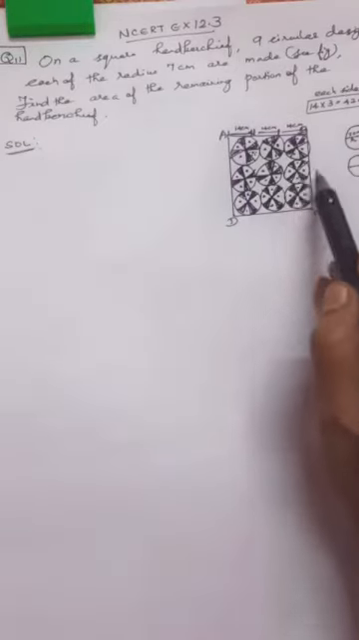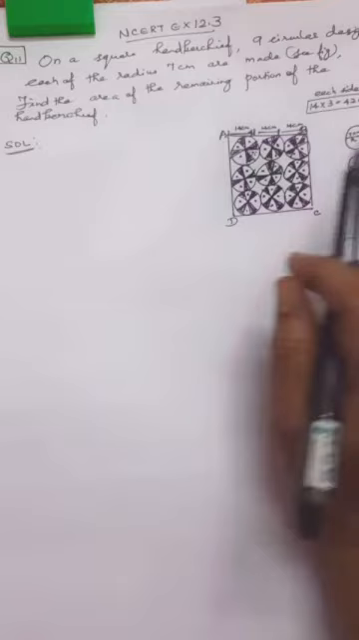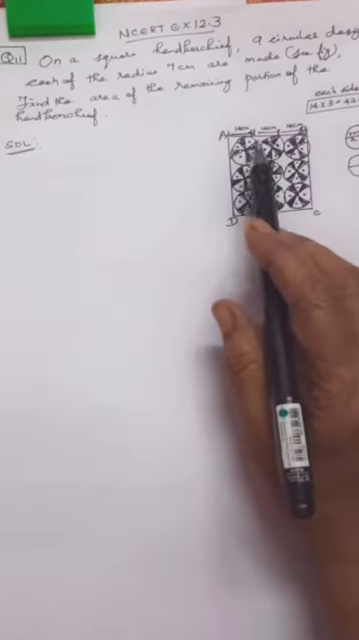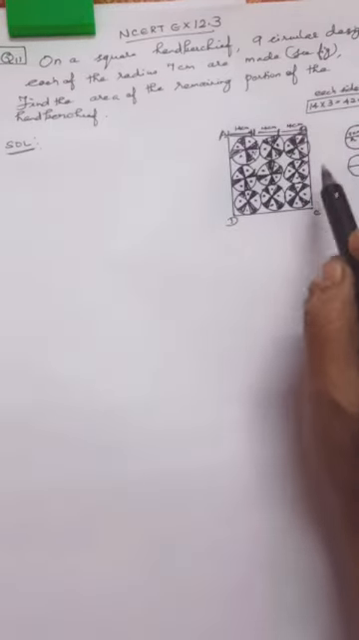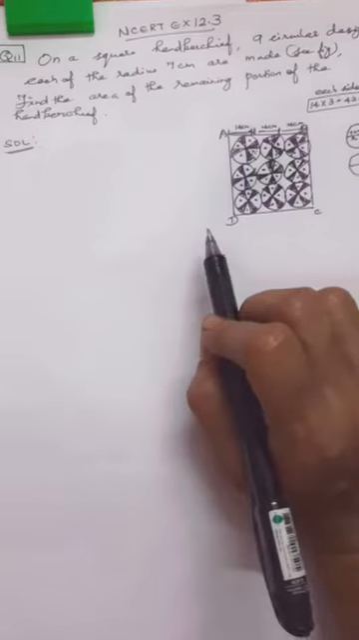Now, everybody watch this figure. This is a square kerchief, but the side is not mentioned. Instead, it is mentioned that 9 circular designs are made on the square kerchief, each with a radius of 7 centimeter. So this is a hint. From this only, you can find out the side of the square kerchief.